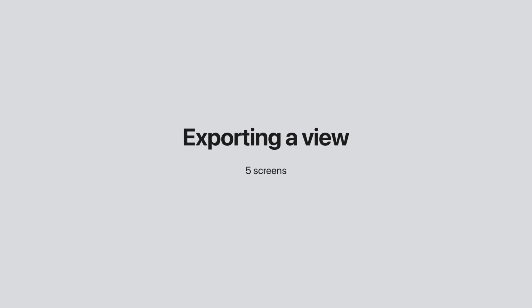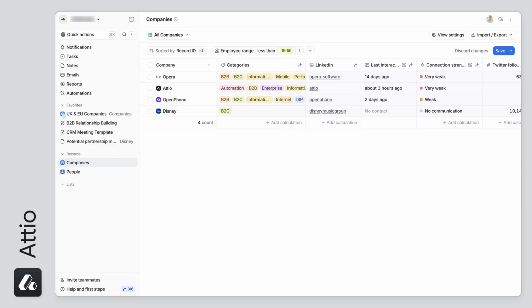Right next, let's check out exporting a view. Start by clicking the Import/Export button. Next, select Export View as CSV. Then, wait as the export is prepared. After that, watch for the download to begin. Finally, receive confirmation that the export is complete.